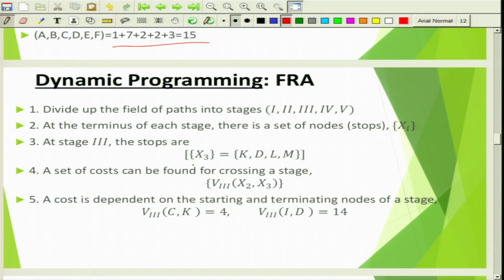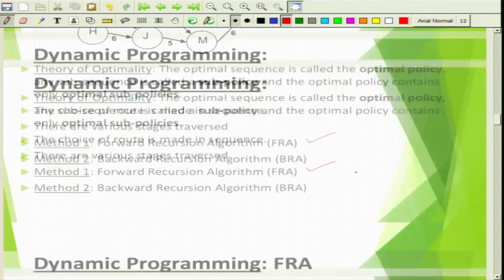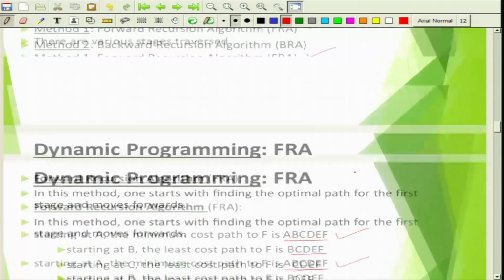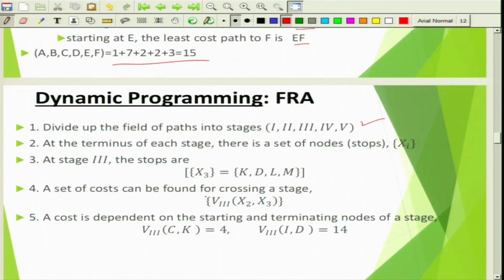Now the stages: first divide up the field of paths into different stages 1, 2, 3, 4, 5, right, and at the end of each stage there is a set of nodes or stops, right. At stage 3 in the given problem, what are the stops available to you? K, D, L, M, right. At the end of stage 3 you have different states, K, D, L, M, and a set of costs can be found for crossing a stage.